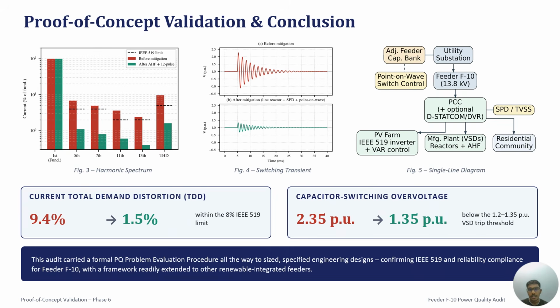As we can see, current total demand distortion drops from 9.4% to 1.5%, comfortably within the 8% IEEE 519 limit. Capacitor switching overvoltage also drops from 2.35 per unit to 1.35 per unit, below the VSD threshold.